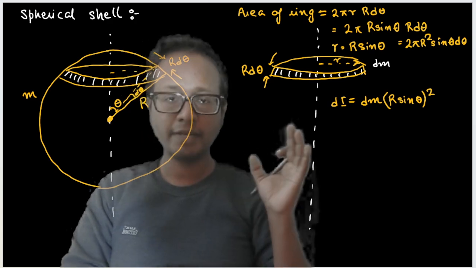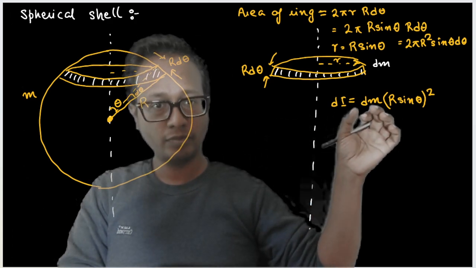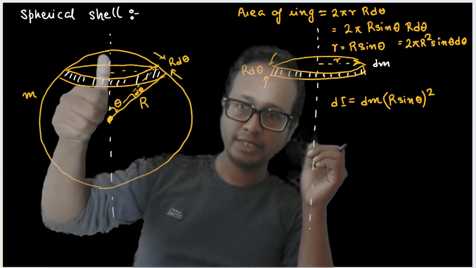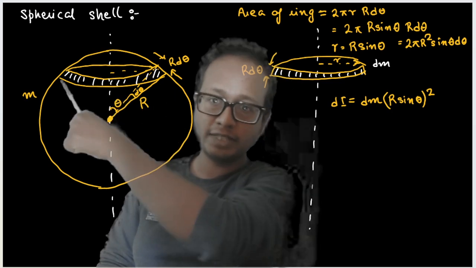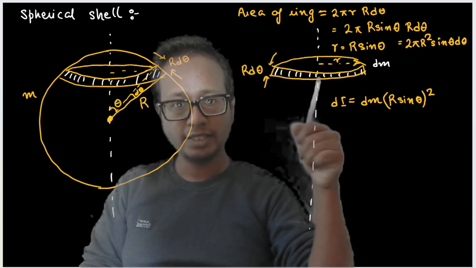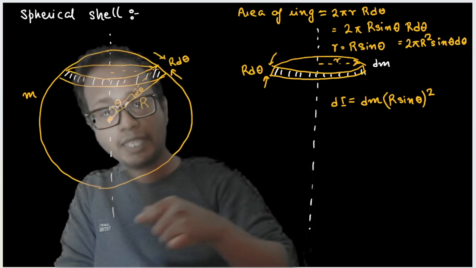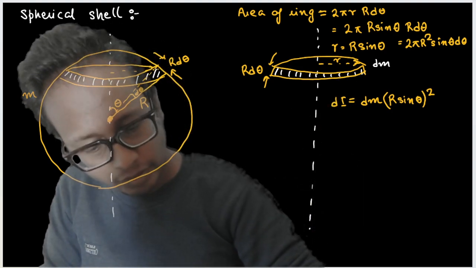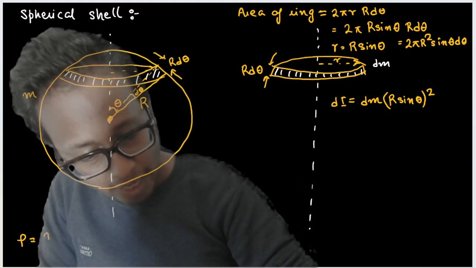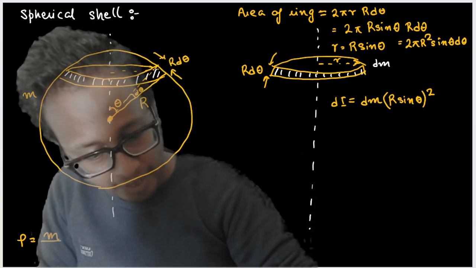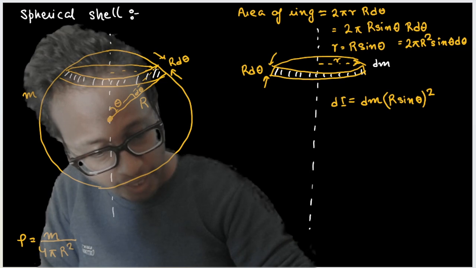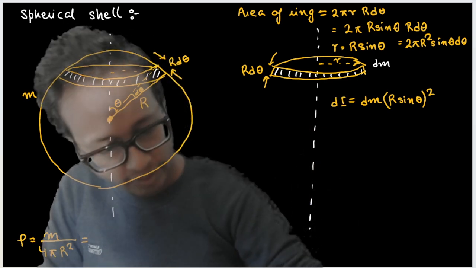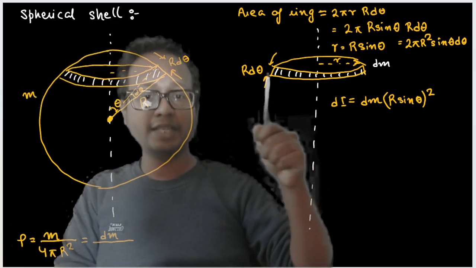Fair and fine. Now somehow I must relate this dm with respect to R and sine theta. And how do I do that? I know that the sphere is made up of uniform material, so the surface area density of this entire shell is equal to the area density of this ring, because both are made of the same material. The area density is the entire mass of the shell divided by the surface area of the shell, which is 4 pi R square, and this equals dm divided by the surface area of this ring.